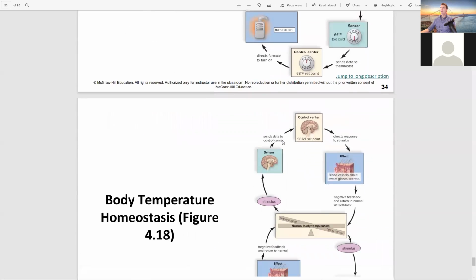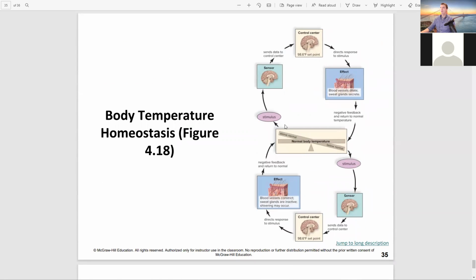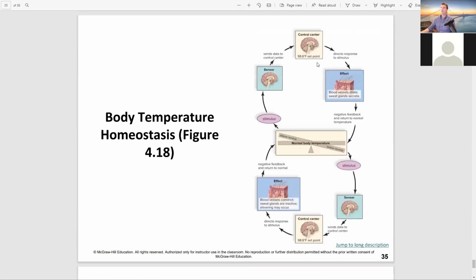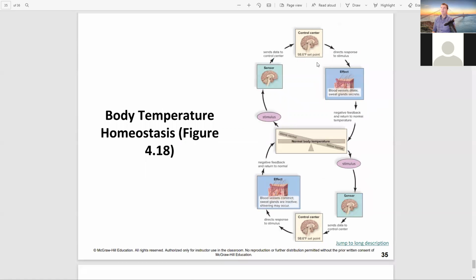Now, if you take that analogy and apply it to the body, the stimulus is picked up by a sensor in the brain, and this sends data to the control center also in the brain, where you want to maintain body temperature at 98.6. So this will direct a response, and instead of a thermostat turning on, you'll have your blood vessels dilate and your sweat glands secrete such that you cool down to normal body temperature.